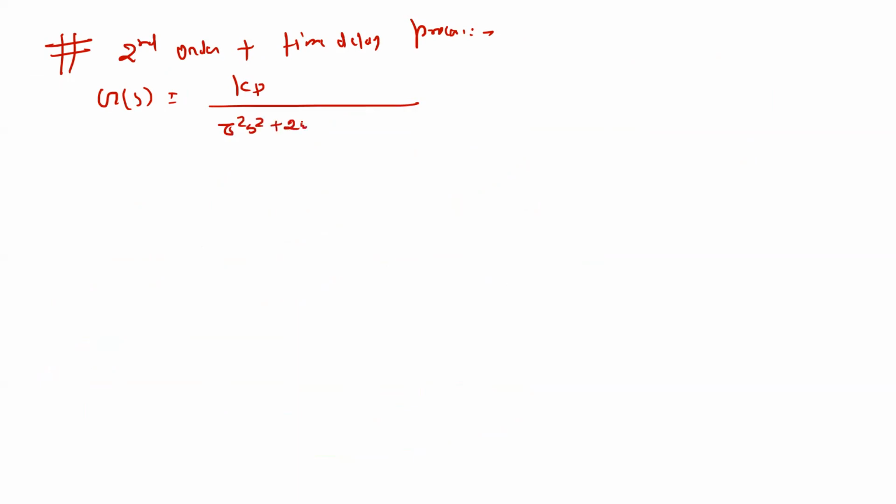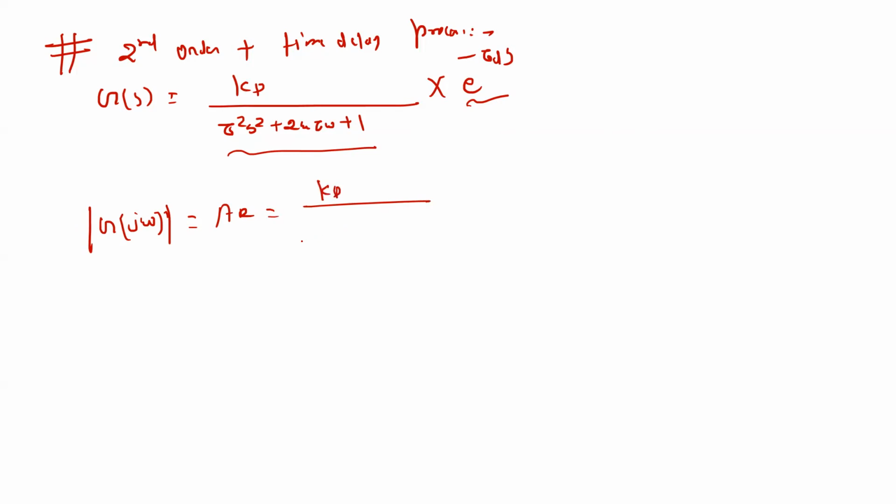When we talk about the second order plus time delay process, the transfer function will look like this: Kp upon tau square s square plus 2 zeta tau s plus 1, multiplied with e to the power minus tau d s. So again, both of these are complex numbers in this form. If I want to write G of j omega, the amplitude ratio of this one is equal to what? Kp upon root over 1 minus tau square omega square whole square plus 2 zeta tau omega whole square.